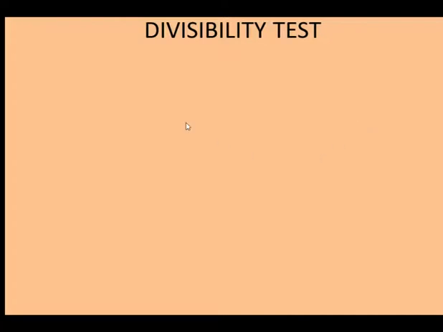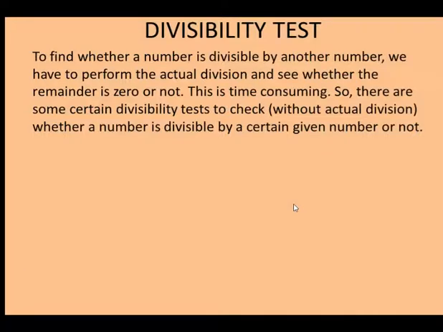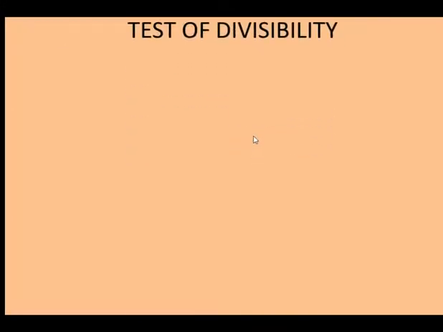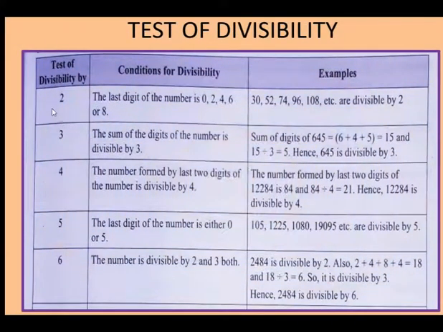So first we have the divisibility test. To find whether a number is divisible by another number, we have to perform the actual division and see whether the remainder is 0 or not. This is time consuming. So there are certain divisibility tests to check, without actual division, whether a number is divisible by a given number or not. The following table shows the divisibility tests of different numbers. So here we have been given a table.